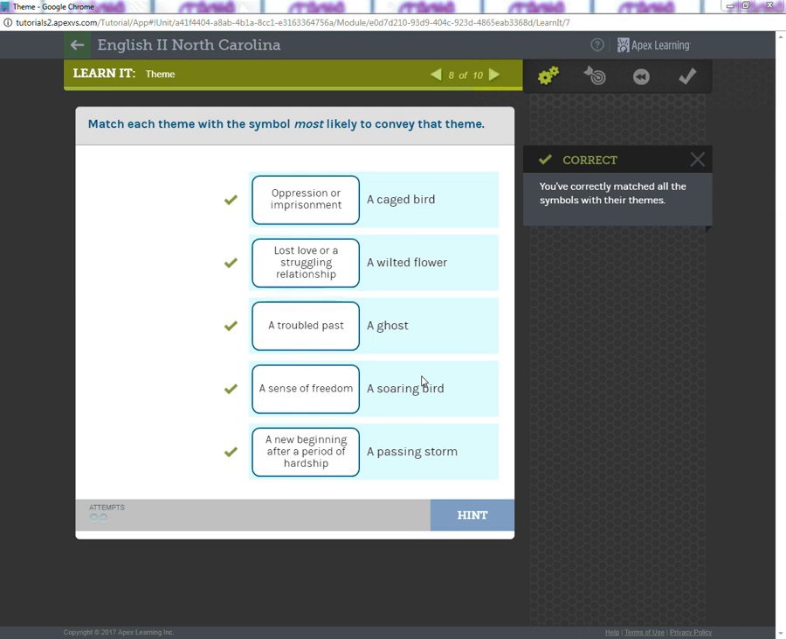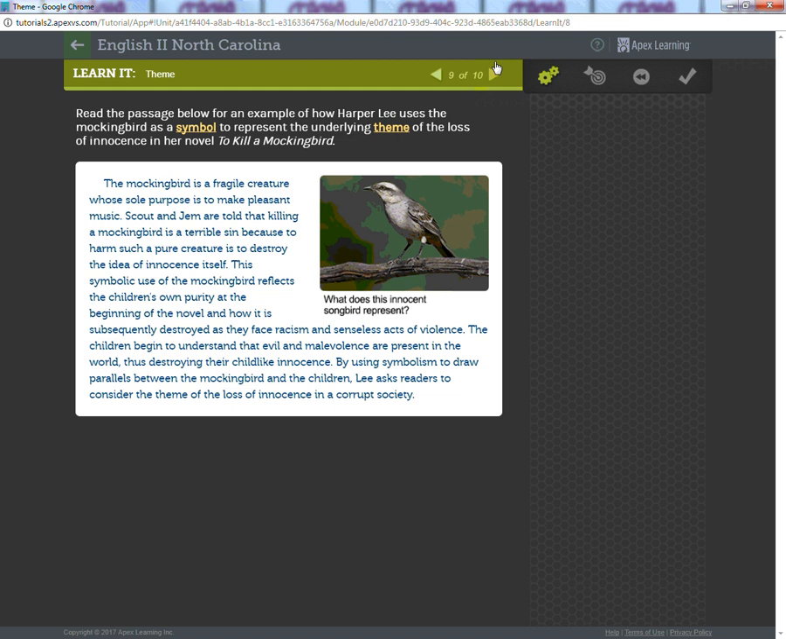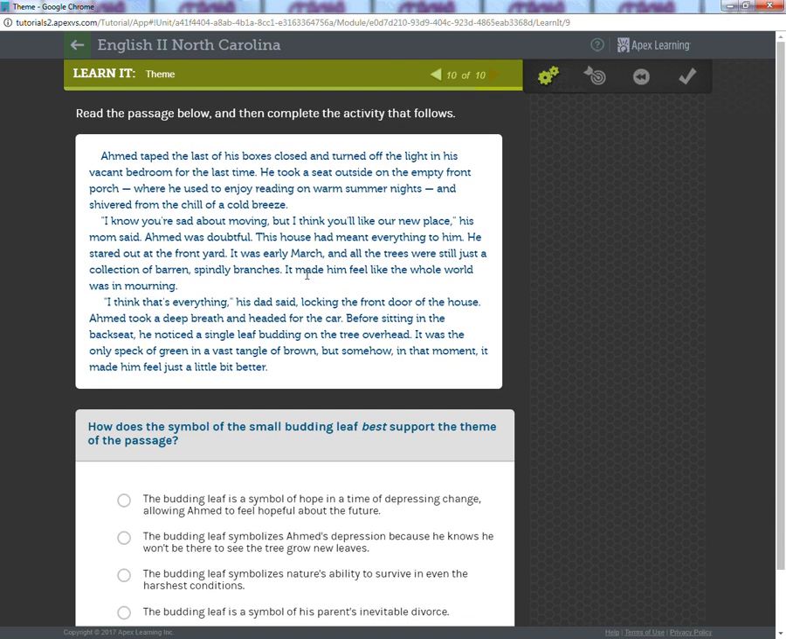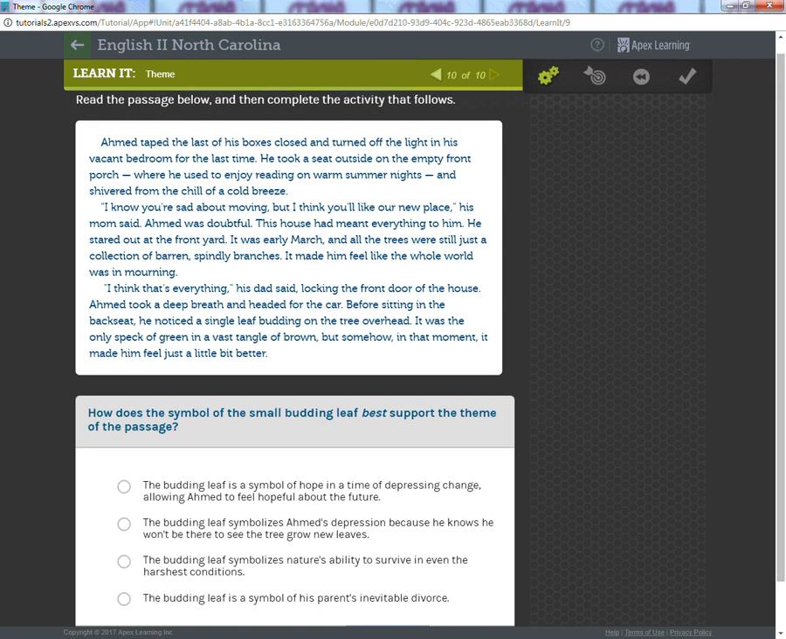And these are just common symbolism phrases that you should begin to put to memory so you can have them. A new beginning after a period of hardship, a storm that's passing. If I talked about just a storm, that would just be hardship. So, read the passage below, then answer the question. Go.